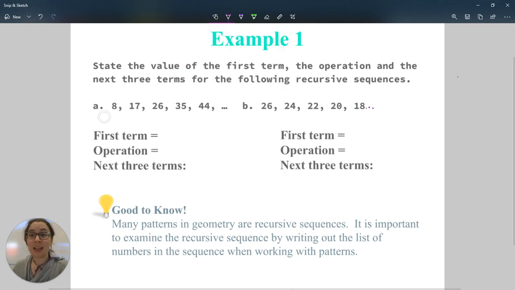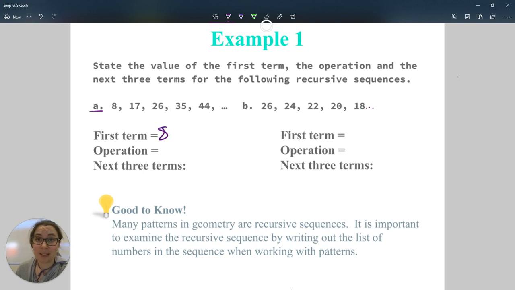So, let's look at part A. Part A, the first term is going to be the term where it starts. It's basically the start value from functions, only this time we're calling it the first term in a sequence. And it's quite literally just the first number that's listed, 8. Let's fix that 8. It's 8.